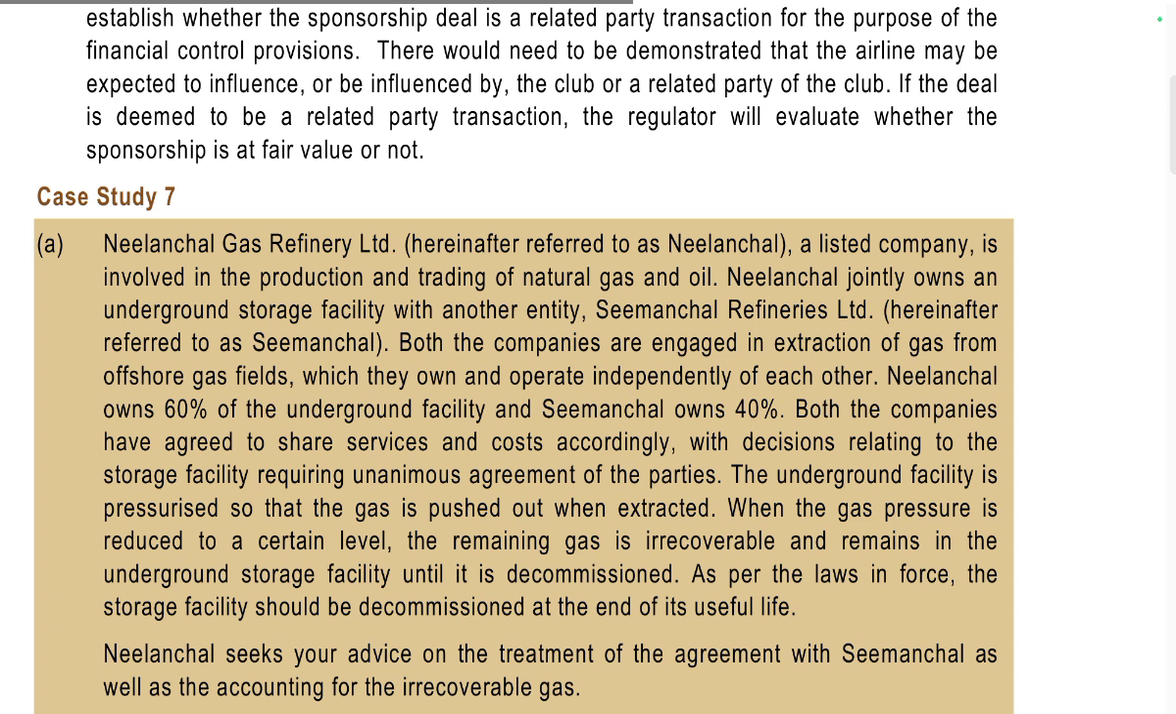Neelachal owns 60% of the underground facility, and Seamanchal owns 40%. Both the companies agree to share the services and costs accordingly. The decisions relating to the storage facility require unanimous agreement of the parties.